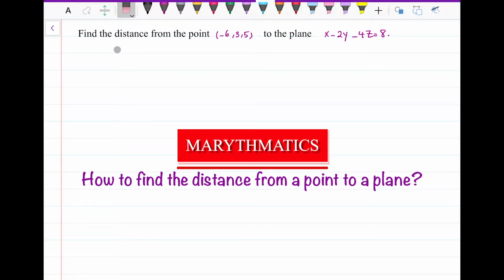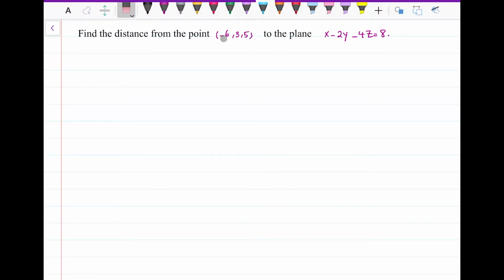In this video, I would like to find the distance from the point (-6, 3, 5) to the plane x - 2y - 4z = 8. First I'm going to find the formula for a general case, and then we're going to apply the point and the plane to the formula and find the distance. Let's see what we have.